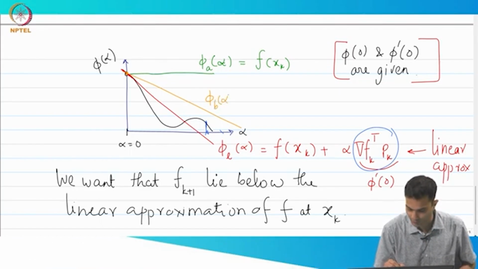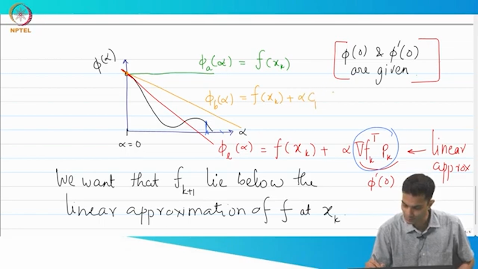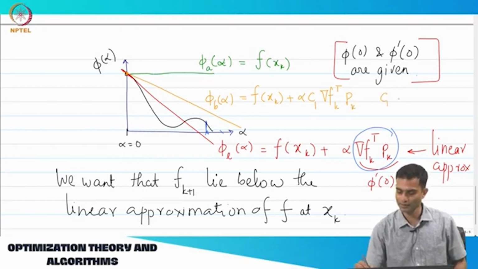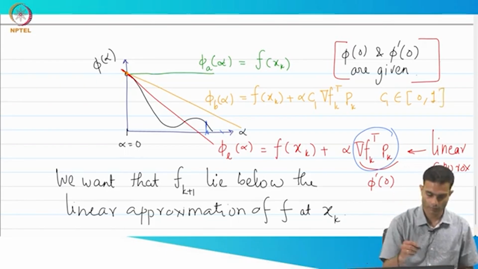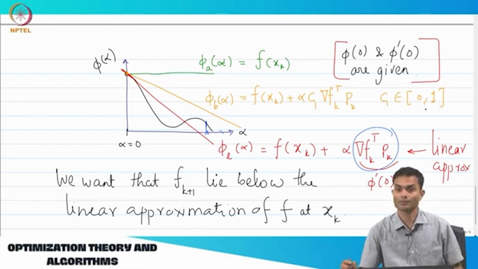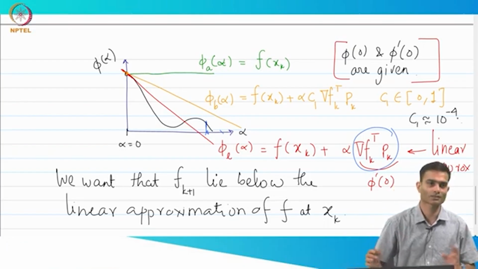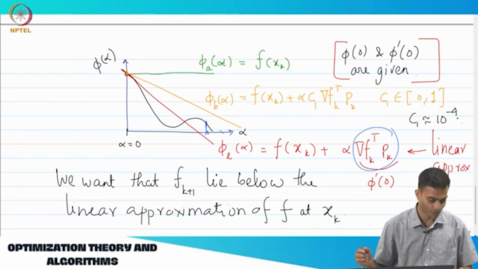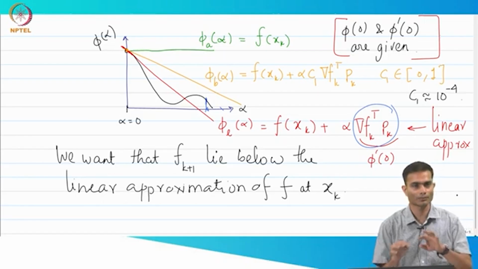So I am going to call this phi b of alpha, and that is going to be f of xk plus alpha C1 grad fk transpose pk, and I am going to say that C1 is some small number between 0 and 1. What people have found in practice is that C1 is actually quite a small number, often of the order of 10 to the minus 4. But this is just some number. There is no theoretical reason why it should be so small. You can think of this as a relaxation from the exact linear approximation.